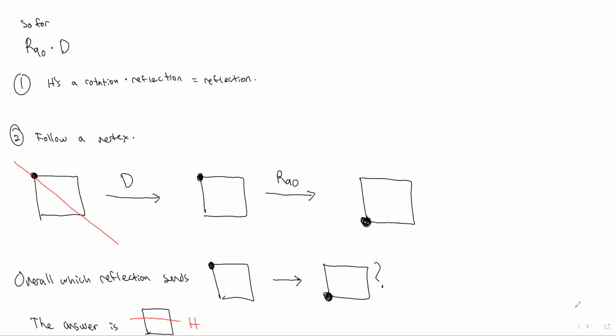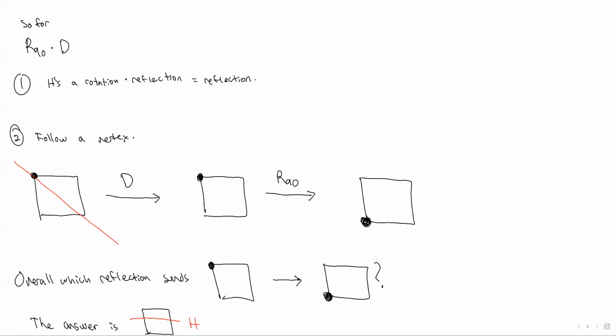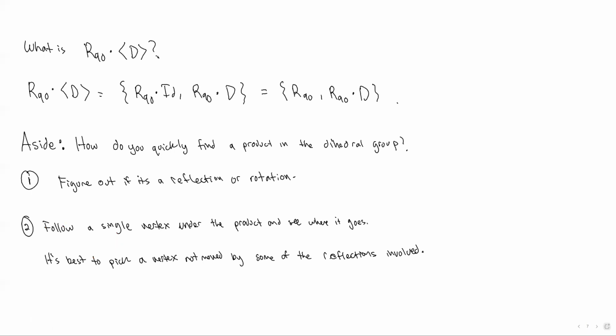Right? Because if you apply H to then that vertex moves to the location we wanted to move to. Okay. So yeah, that's how you can find a product slightly faster.